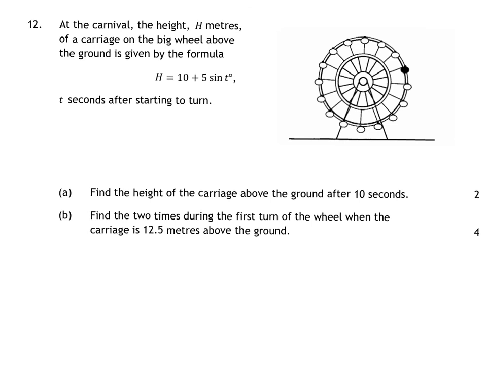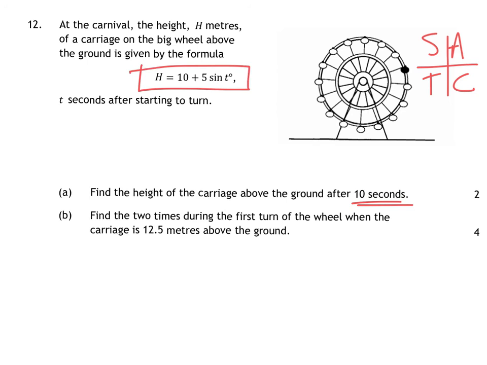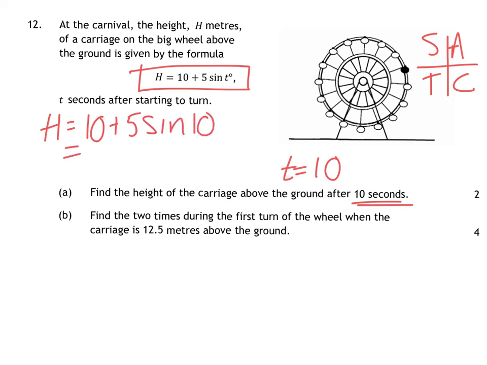Okay, question 12 is your all sine tan cos. Again, you may or may not have seen this. It's right at the end of the course for most people. It's just put into context in a fancy way. So it says, find the height of the carriage above the ground after 10 seconds. So you look at your formula here, which letter stands for seconds or time? It is the T. So for part A, we're going to replace T with the number 10. So your height is simply 10 plus 5 sine 10, and you just type that into your calculator. And it gives you 10.86, so 10.8 metres. So the height after 10 seconds is 10.8 metres off the ground.